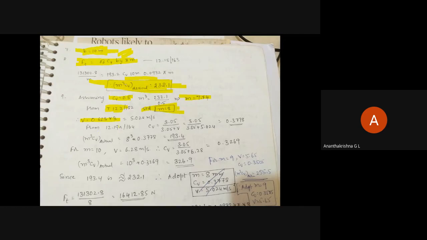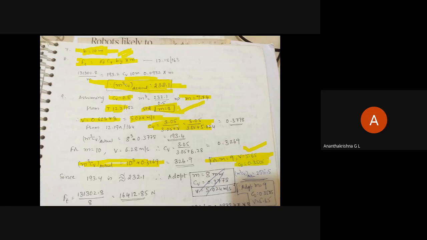Then for that we find out CV, which is given by a set of equations, depending upon the velocity that we calculate. Then find out CV; that actual value of CV multiplied by the cube of the standard module will give you M cube CV actual. See that M cube CV actual is slightly greater than M cube CV desired. So in this case, for module 9, we got velocity equal to 5.65 and velocity factor 0.3505.